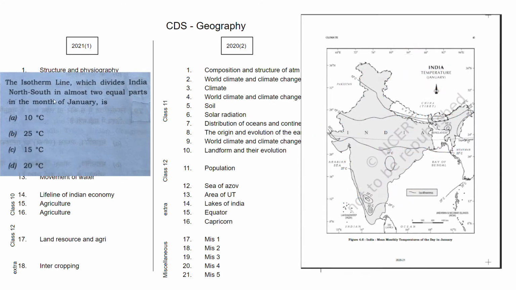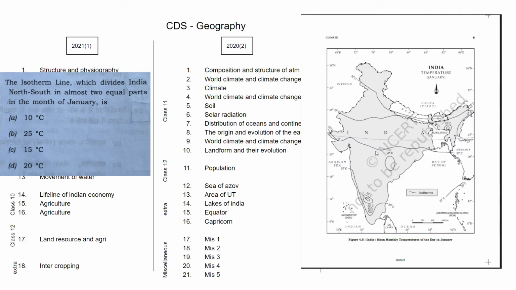So this question is from climate, not from solar radiation. This question is from the class 11 climate chapter. The isothermal line which divides India north-south into almost two equal parts in the month of January is. Now look at the page. Indian mean monthly temperature of the day in January. There are three isothermal lines.